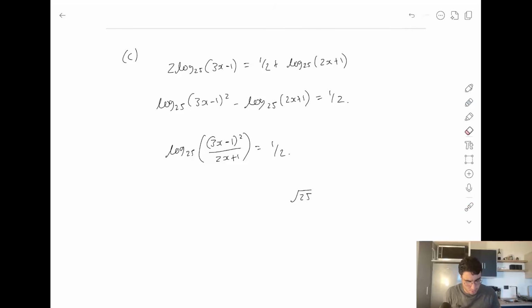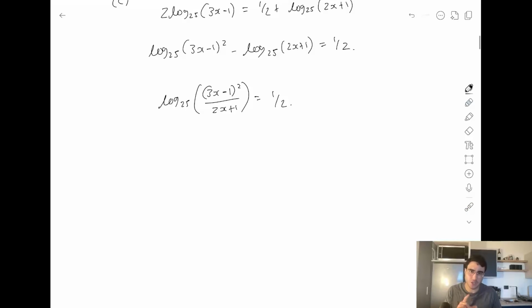So how do we come out of this problem? What formula can we use? Well, remember our change of base formula. Log 25 of something, z, is equal to log z over log 25, right? This is log 10 base. We could say ln as well.